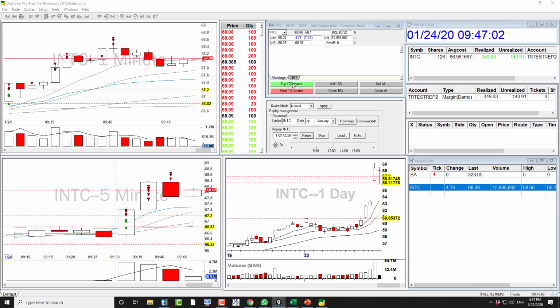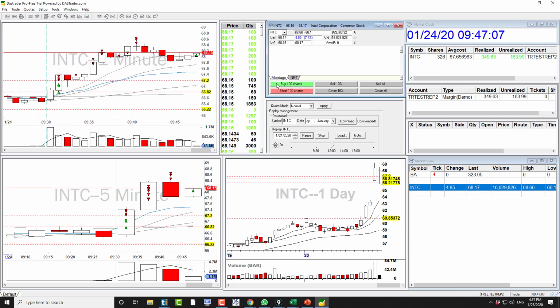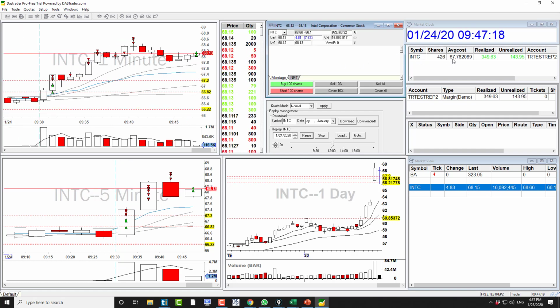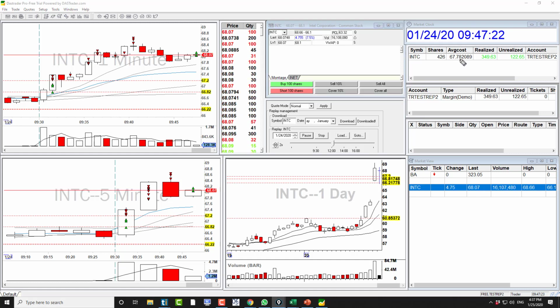Again, I want to say now close it. Actually, I want to add a couple of shares, a little bit more into that, because now we actually closed above this moving average. Now my stop loss, based on the new average that you have, is 67.78. So my stop loss now comes near the 20 moving average.